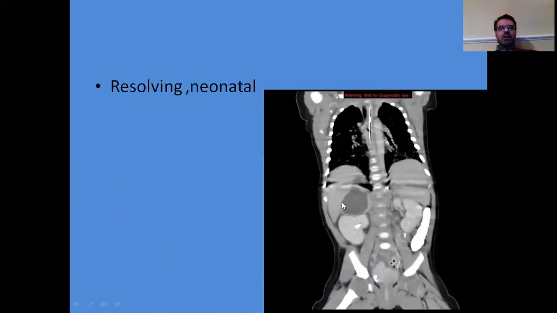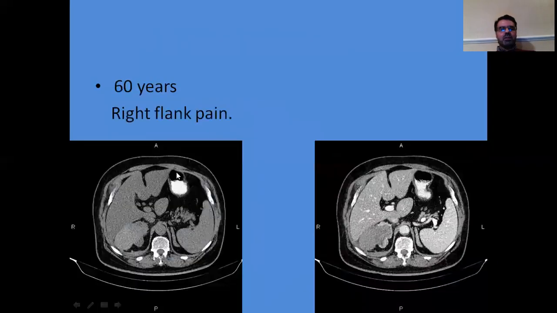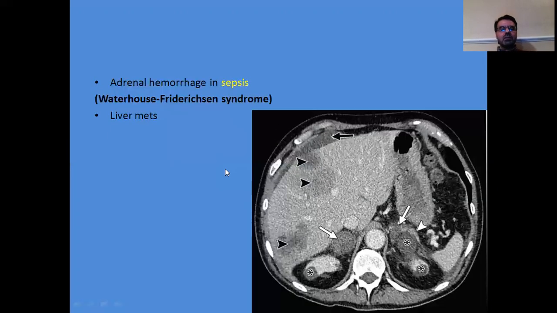Hemorrhage can liquefy. This is an example in a neonate who had hemorrhage in the right adrenal gland and then turned to a pseudocyst. This is another example of high density of the adrenal gland with an obvious enlargement and no enhancement in the post-contrast images.